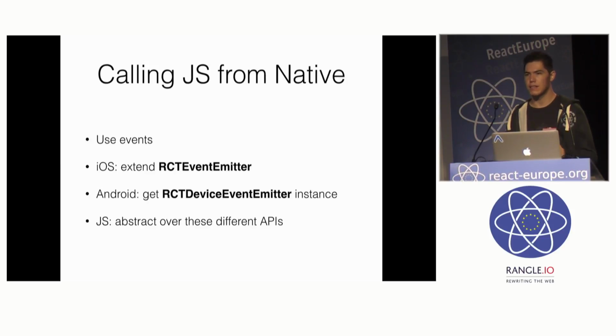And because the APIs on iOS and Android are sometimes slightly different, I recommend writing a JavaScript module that abstracts over these platform differences. Your JavaScript module will have some code that looks like: if the current platform is iOS, use the iOS event emitter API; otherwise, on Android, use the Android event emitter API. And then from the rest of your application code in JavaScript, you just call one consistent interface.